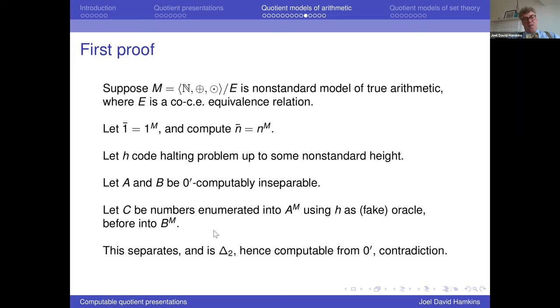And if you think about it, it has complexity delta 2, because with zero jump as an oracle, we can compute E. And what we're asking for is a solution of this divisibility equation by a co-CE relation. So that's a sigma 2 statement, and the negation is also a sigma 2 statement. So it's delta 2 and therefore computable from the actual zero jump. That's a contradiction, because it's a separating set, but these were supposed to be zero-jump computably inseparable.